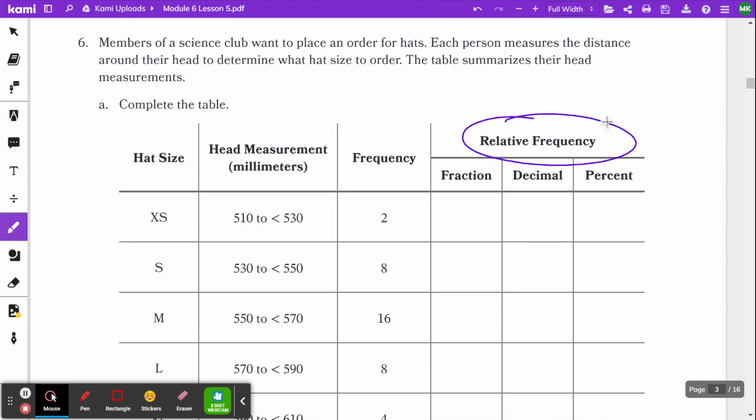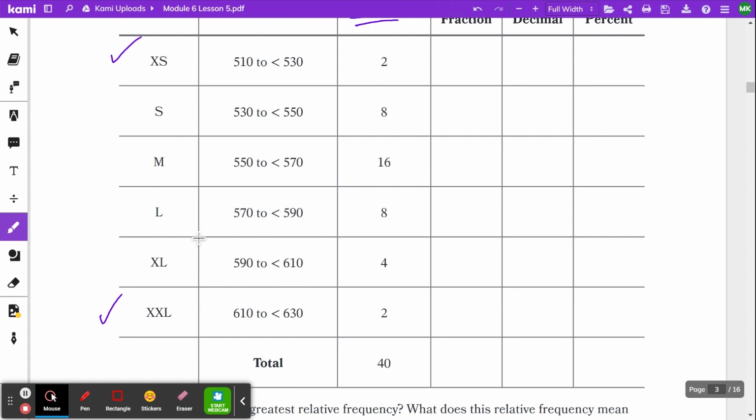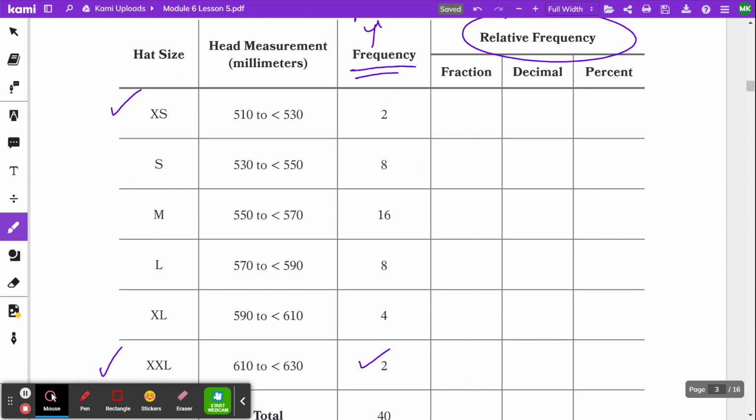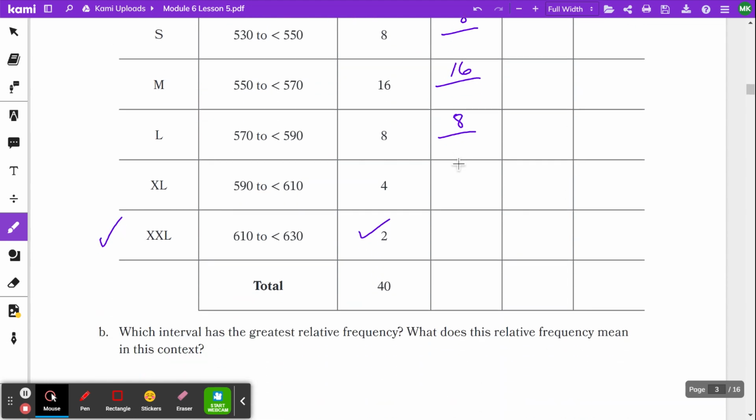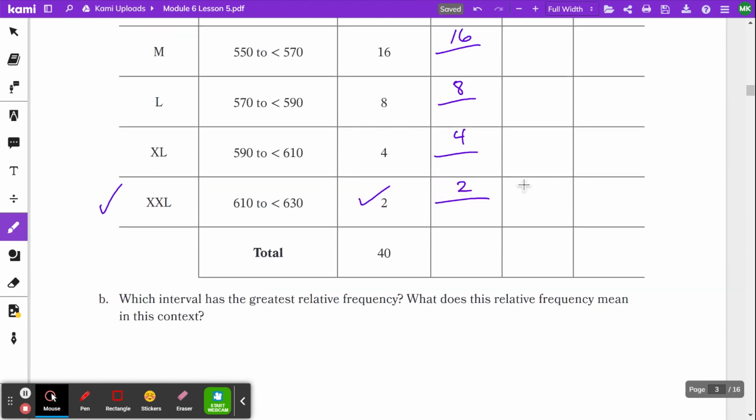I wanted to talk about relative frequency. We did talk about frequency before, and frequency is basically a number. What we have here are some science club kids who want to order some hats. They measured their heads to get customized hats, so we go from extra small all the way to a couple of kids with really huge heads, double extra large. They're looking for a fraction, but we need a denominator: 8 out of something, 16 out of something. They did the tallies already, so they gave us the frequency. The tallies are somewhere else, they didn't show them. They gave us a total of 40.